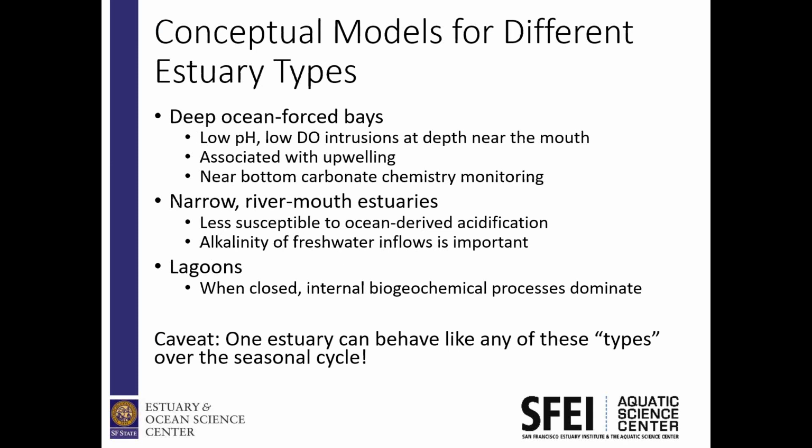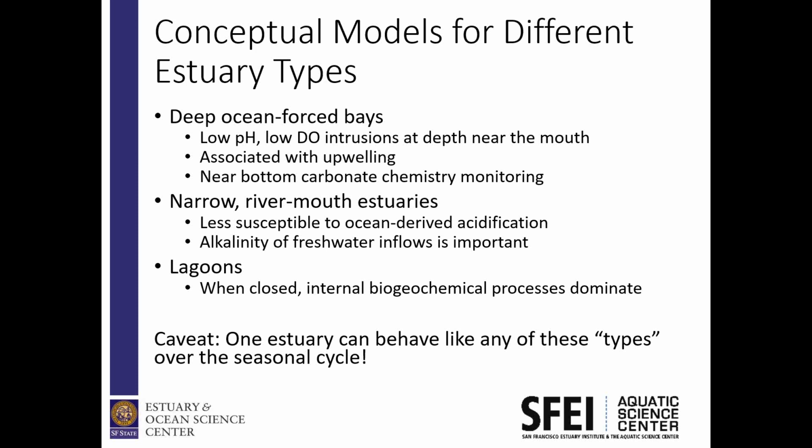We didn't look at every estuary in California, and that was beyond the scope of the project. We did think about a couple of different estuary types and how they might be different. And there were three that we talked about specifically. The deep ocean-facing bays, such as San Francisco Bay, the narrow river mouth estuaries, something more like the Russian River, and then lagoons. So something like Morro Bay, or maybe not Morro Bay, but a lagoon with an actual closed mouth.